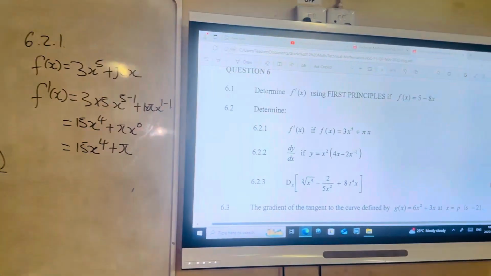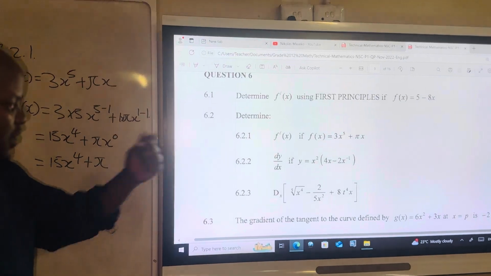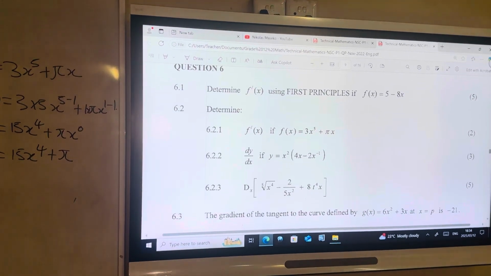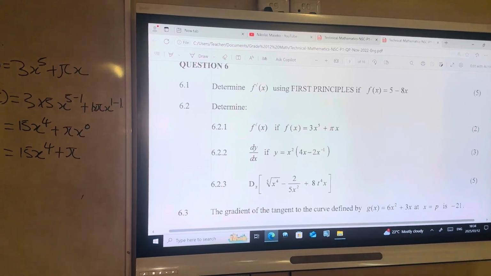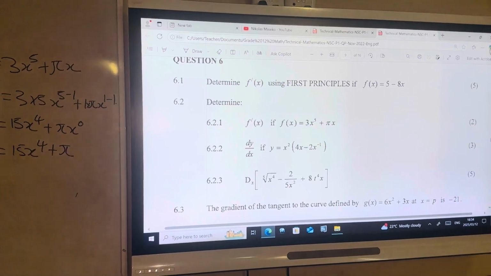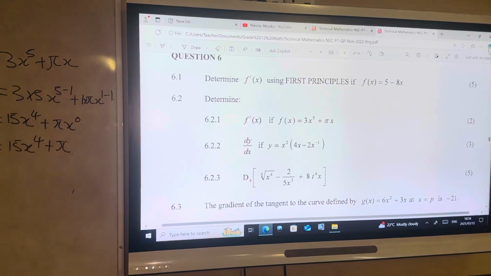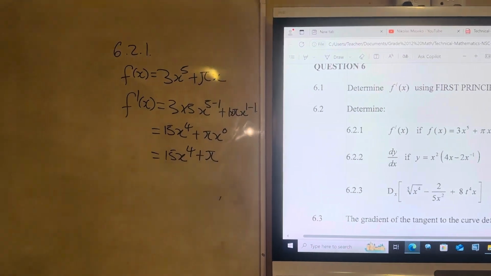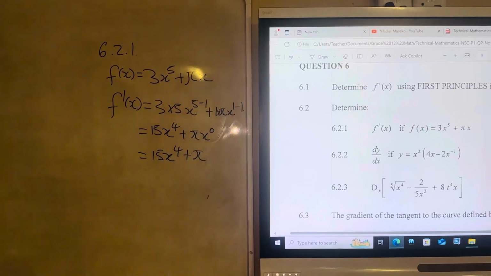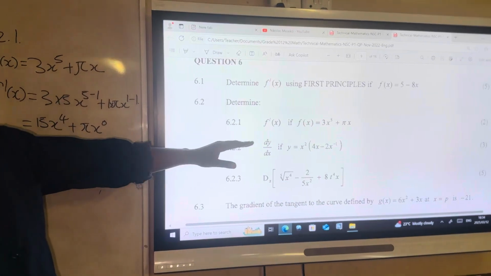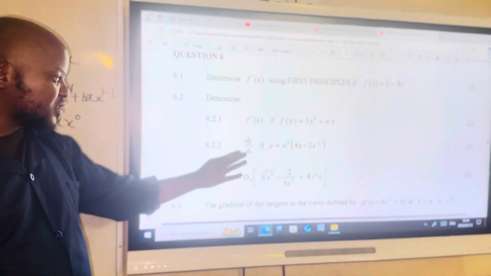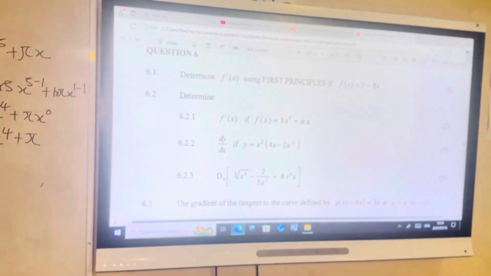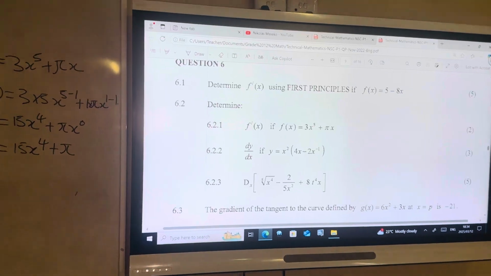So we'll be going to our 6.2.2 now. Okay, let me wipe here first. Before we get to our 6.2.2, we should determine dy divided by dx if y is equal to x squared.